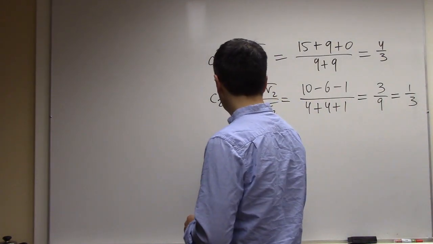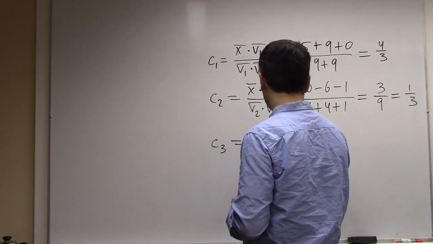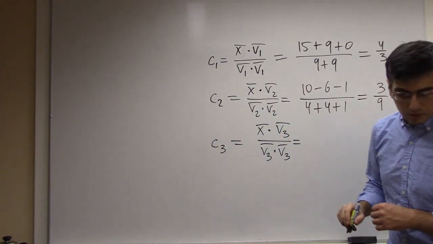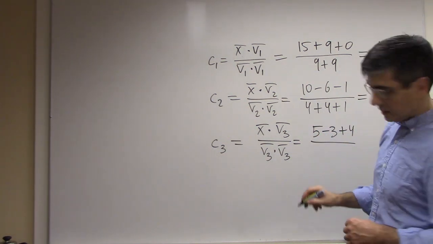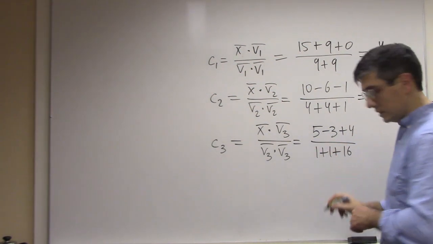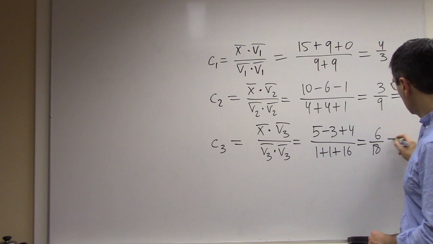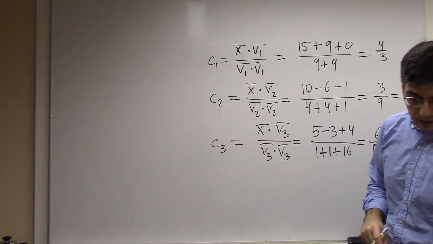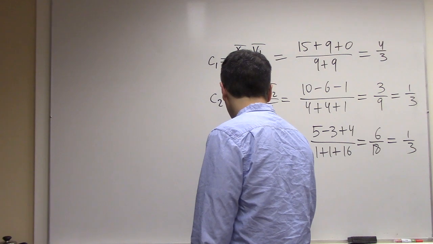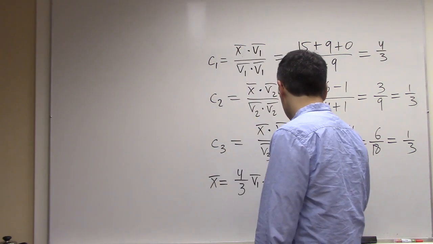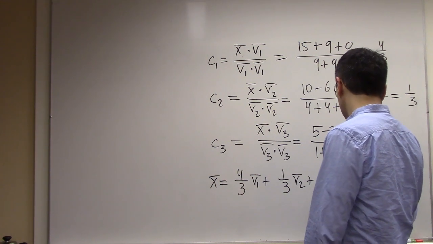And then C3 is x dot v3 over v3 dot v3, which is equal to 5 minus 3 plus 4 divided by 1 plus 1 plus 16. This is 6 over 18, equal to 1/3. So x, you can check this directly, is 4/3 of v1 plus 1 of v2 plus 1/3 of v3.